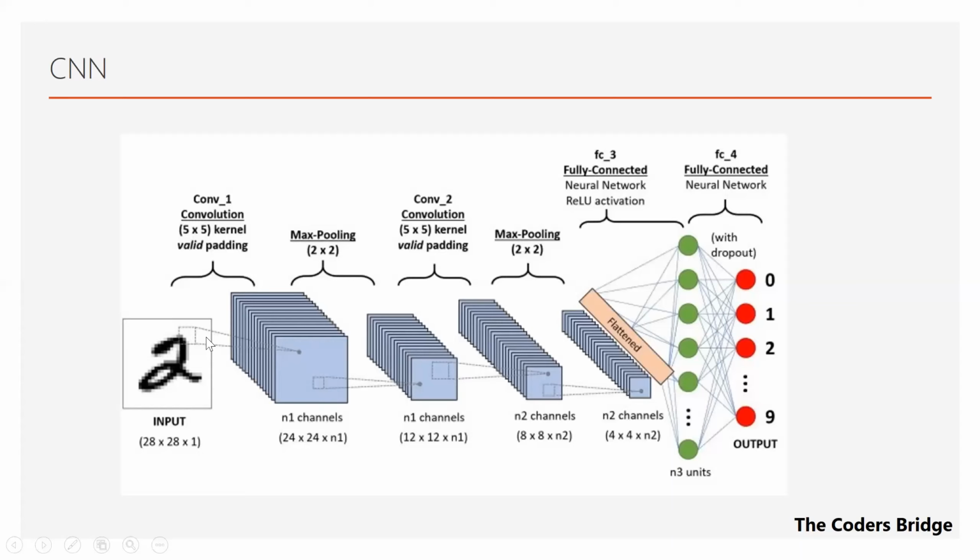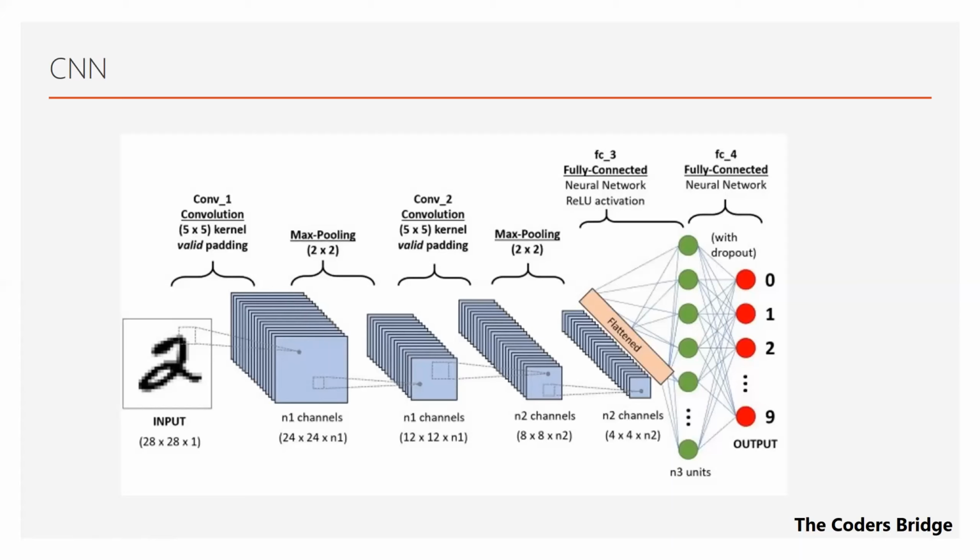Normally we have three different kinds of pooling: max pooling, min pooling, and average pooling. In max pooling, as you can see here, we take the first 2 cross 2 matrix and find the maximum value in it. Then we slide based on the sliding value.